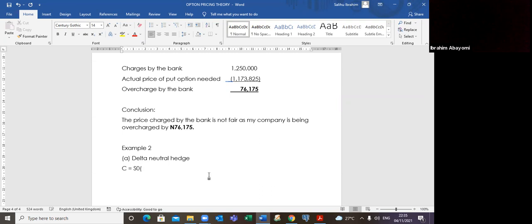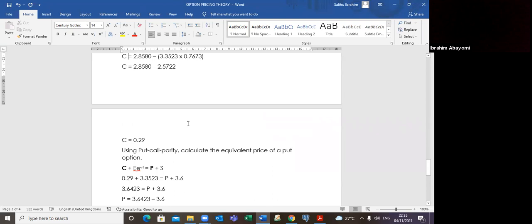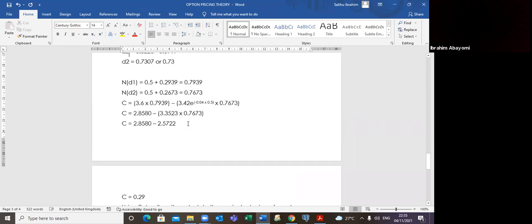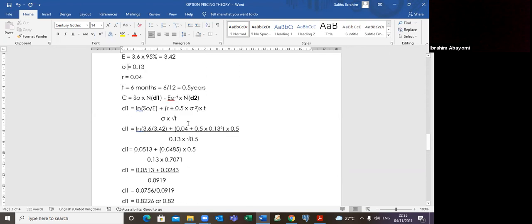Not N(D1)? Why? Because I am not calculating the price of a call option. It is this one here. This one you have here is only used to calculate price. Am I calculating price here? No. The question did not ask me to calculate the price of the option.